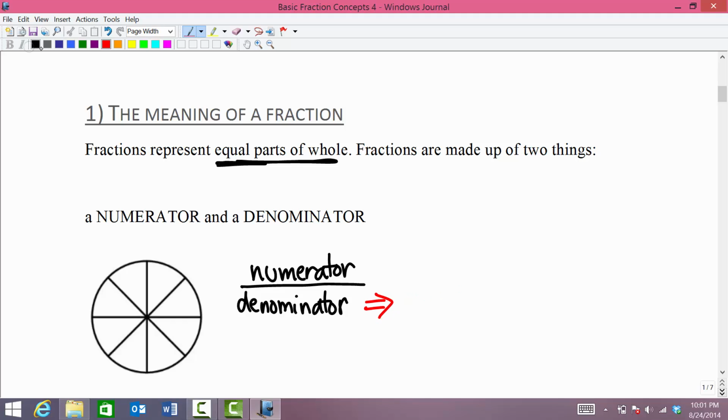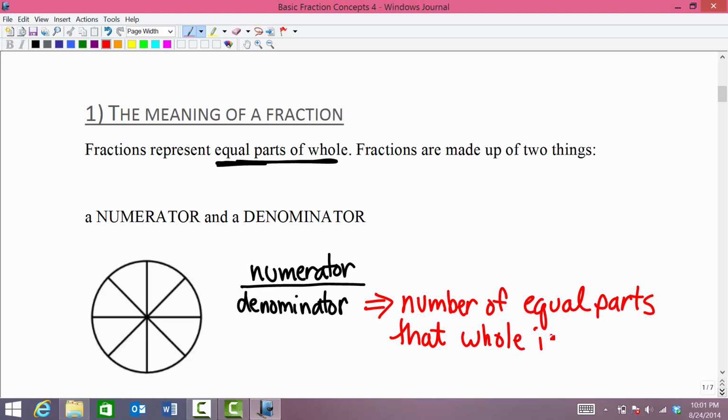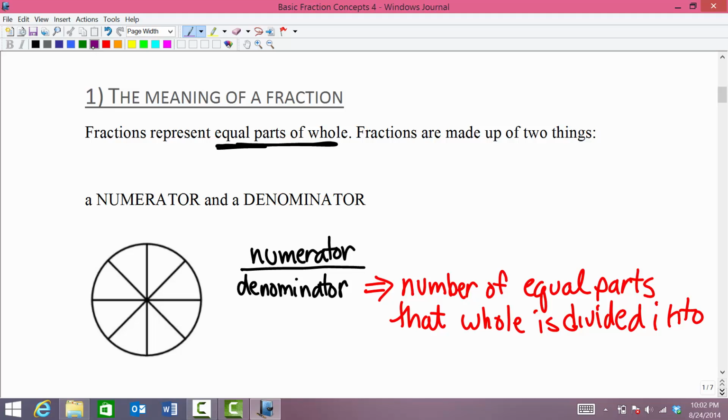The denominator actually represents the number of equal parts that the whole is divided into. How many equal parts are in this circle? In this circle we see that we have 8 equal parts. We have 1, 2, 3, 4, 5, 6, 7, 8 equal parts. So our denominator will be 8.